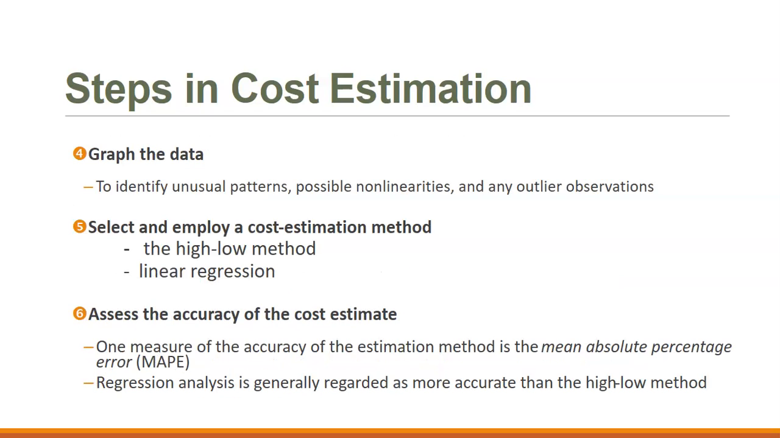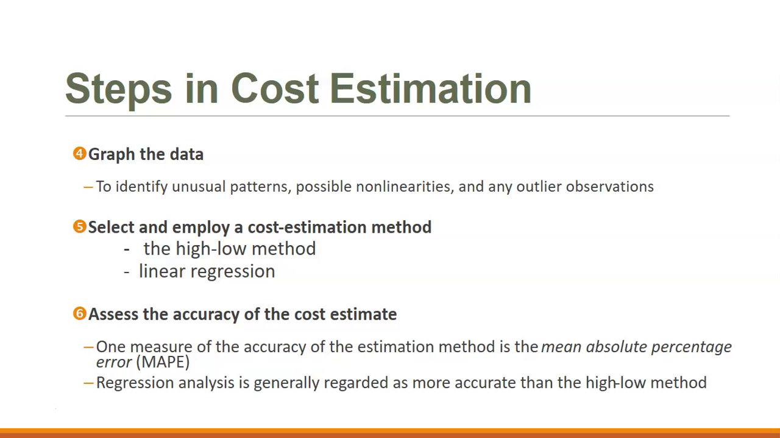Then we graph the data. We want to look for any unusual patterns, non-linear, and outlier observations. So things that are outside of our normal cost behavior patterns. Remember, most cost behavior patterns are linear in some way, and we want to see when we graph them what kind of outliers or nonlinear information we have.